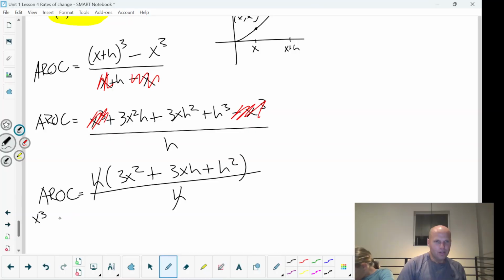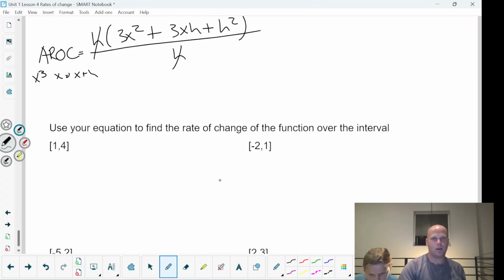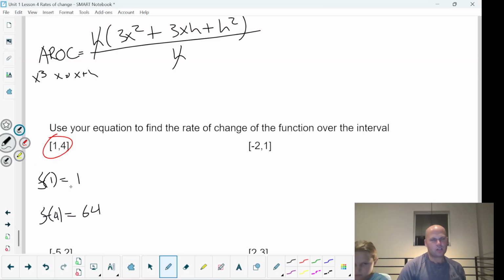Now we get this. Now, automatically, this formula is not as nice as the x squared formula because I got 3x squared, I got 3xh, and I got h squared. Now, let's say I wanted you to find just the average rate of change of x cubed from 1 to 4. Well, I know that 1 cubed is 1, and Lola told us that 4 cubed is 64. It is so easy to just use the slope formula or just look at the net change of your y's and your x's and to divide them. And you got 63 divided by 3, which is 21.